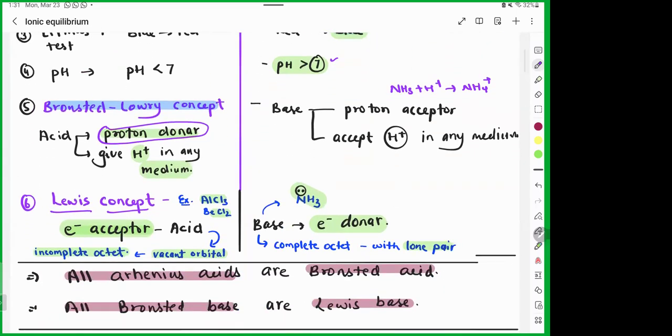In the Lewis concept, base will donate an electron pair, opposite to H positive ion, and Lewis acid accepts an electron pair. Examples: aluminum chloride or boron chloride are acids because they have a shortage of octet. Correct? And in a base you have an extra lone pair, which can be donated.